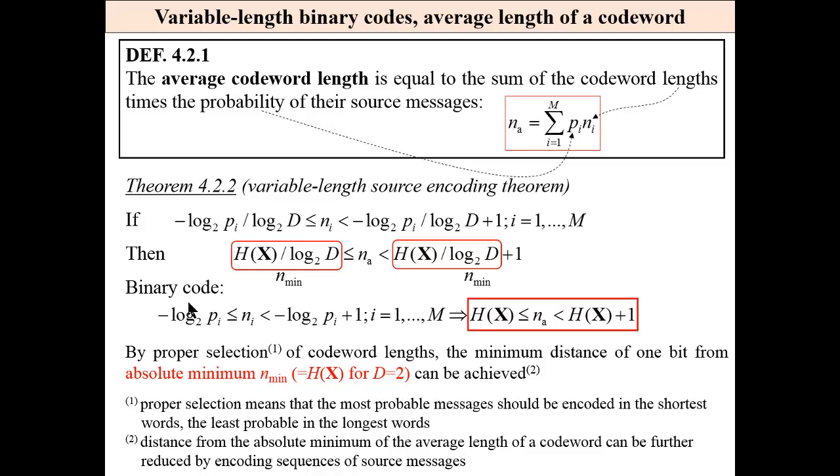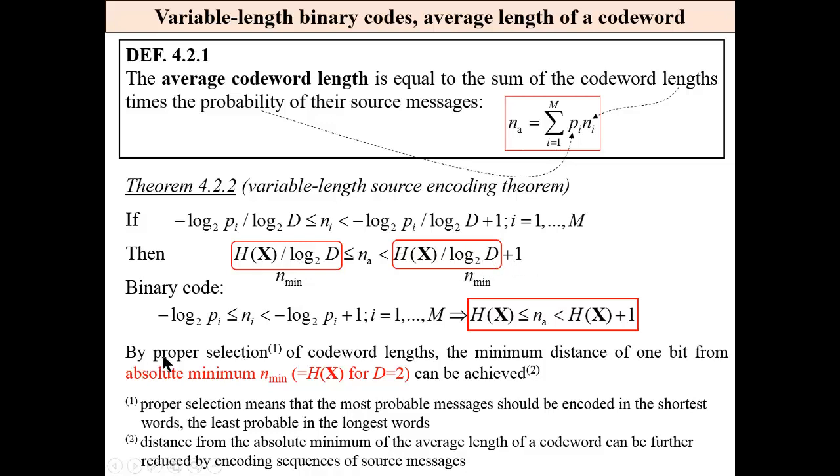First definition: the average code word length is equal to the sum of the code word lengths times the probability of the source messages. This is average code word length. The following theorem can be formulated. If the length of the ith word has these boundaries, then the average code word length is between the absolute minimum, it is the lower boundary, and the upper boundary is absolute minimum plus 1.